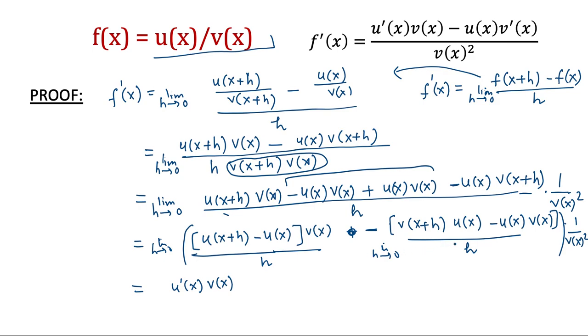Now let's see the second term. So here what is common? ux is common. So minus ux, and what will be left? vx plus h minus vx divided by h, which will be v prime of x. And everything is multiplied by 1 over vx square. So we write that also. And you see, we arrive at our formula. This is the final formula, which is the same as this.